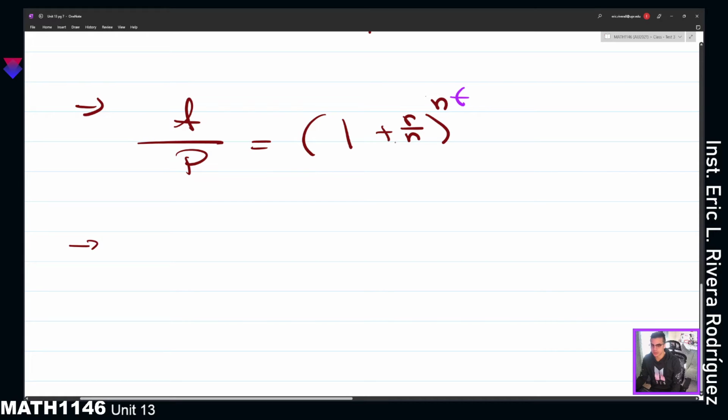I'm not going to use a log with base 1 plus r divided by n. I'm going to use either log base 10, which is the commonly used logarithmic function, or the natural log. In this case, I'm going to use log base 10, just to change things a little bit. Log base 10 is the same as just log. I can omit the value of 10.